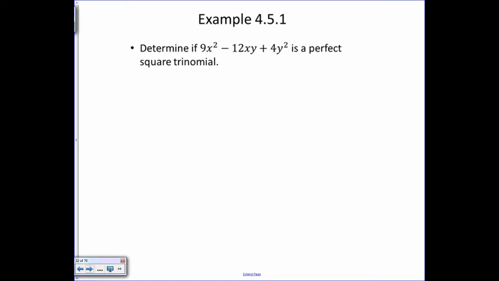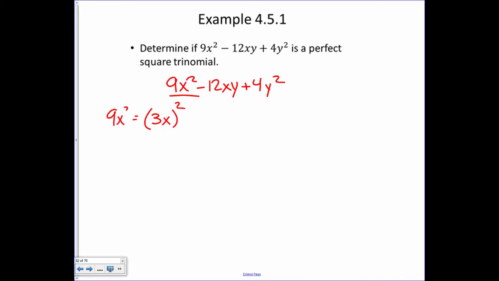So we want to determine if 9x squared minus 12xy plus 4y squared is a perfect square trinomial. Well, what we have is 9x squared minus 12xy plus 4y squared. Our first term is 9x squared. That's 3x squared. The last term is 4y squared. And that's the same thing as 2y squared. So both of those things are perfect squares.